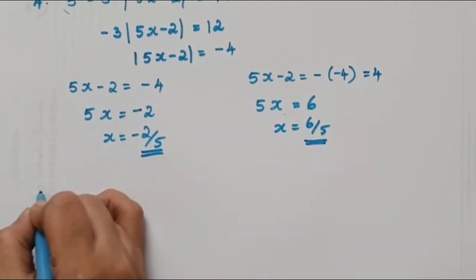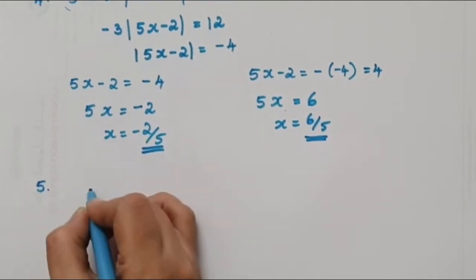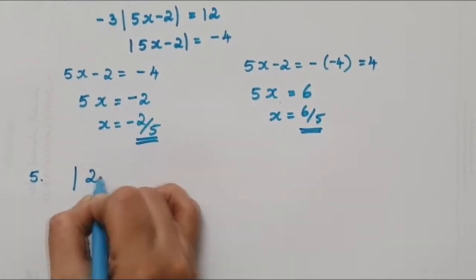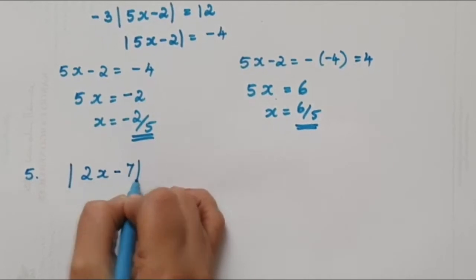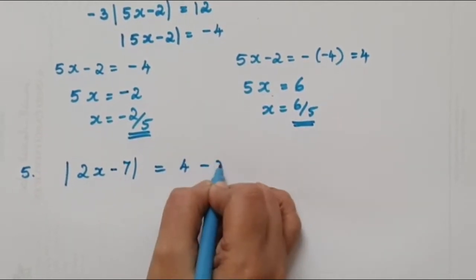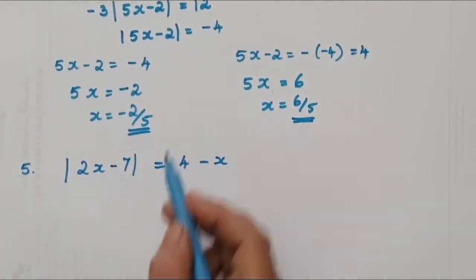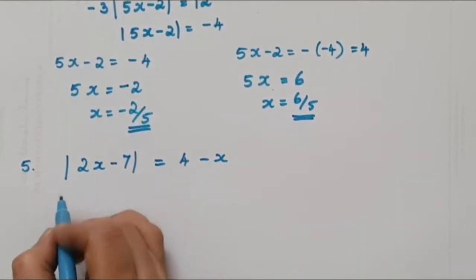Now another one, the fifth one. Suppose it is modulus of 2x minus 7 equal to 4 minus x. The same as the numbers, we treat the expressions also.